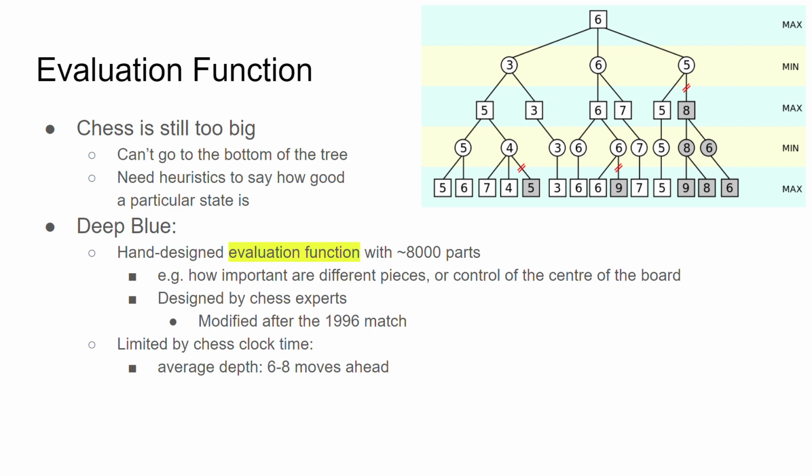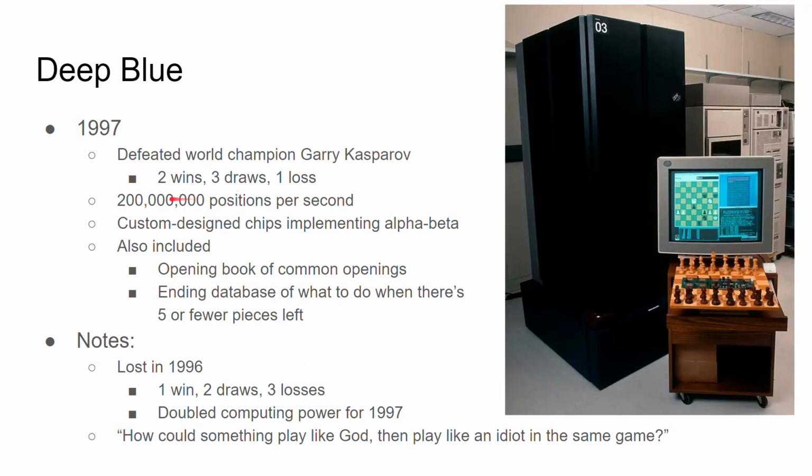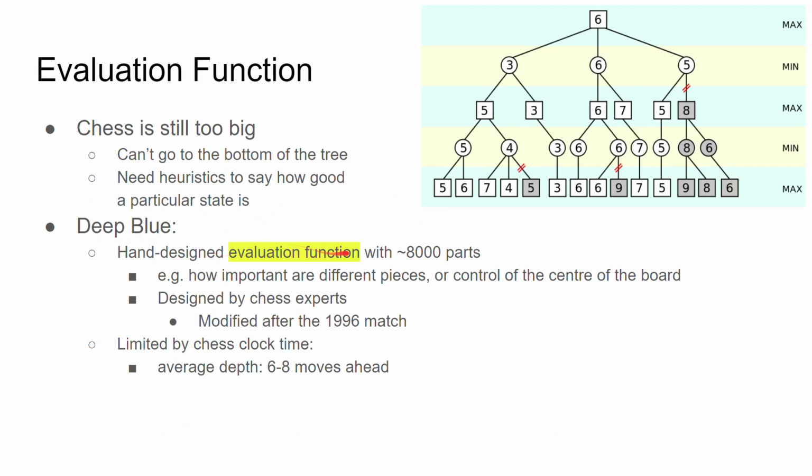More complicated things as well. But anyway, about 8,000 different parts like that, designed by chess experts, and modified after the '96 match. So after the '96 match, people went and tweaked it a little bit. That's what this 200,000 evaluations of positions per second is doing: it's doing this particular complicated evaluation function on a midpoint in the game board state. And that's how it's getting these scores as continuous numbers of, ooh, this is a really good situation, this is a really bad situation.